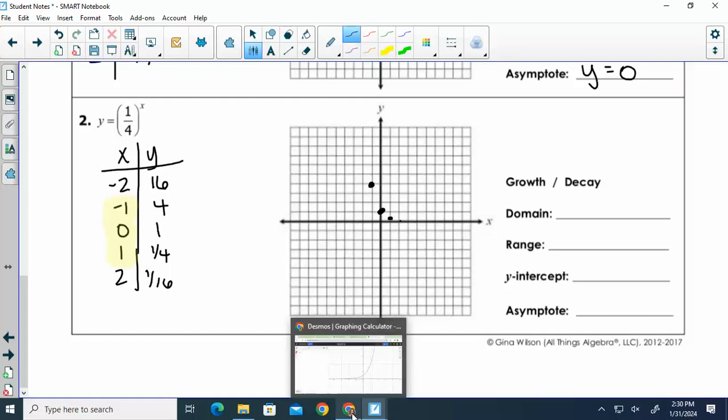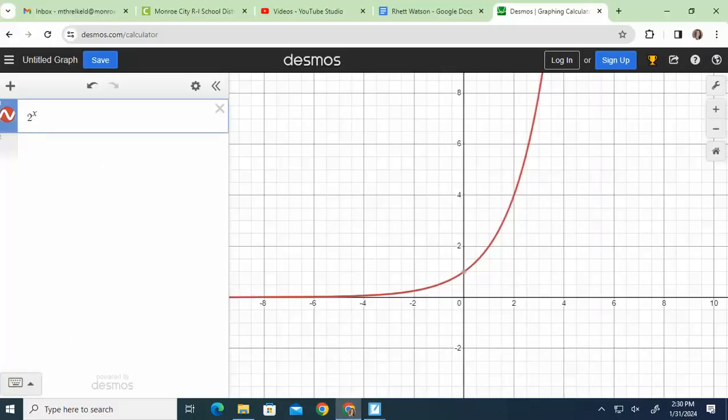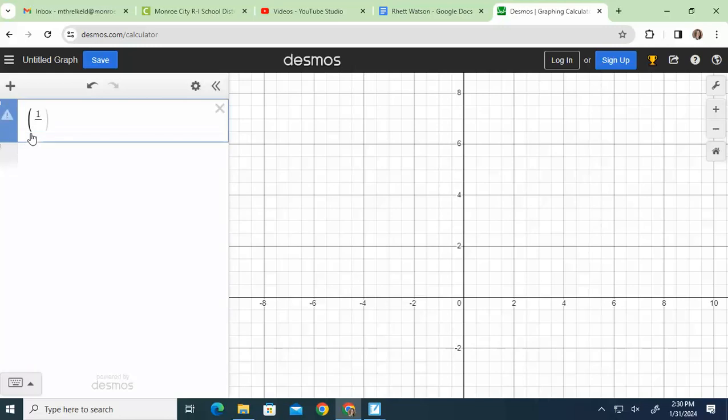Let's double check ourselves on Desmos. If I wanted to graph this, like I said, you can do the graphing calculator. Desmos just gives us a little bit clearer picture. If I want to type that in, I would do parentheses 1/4.